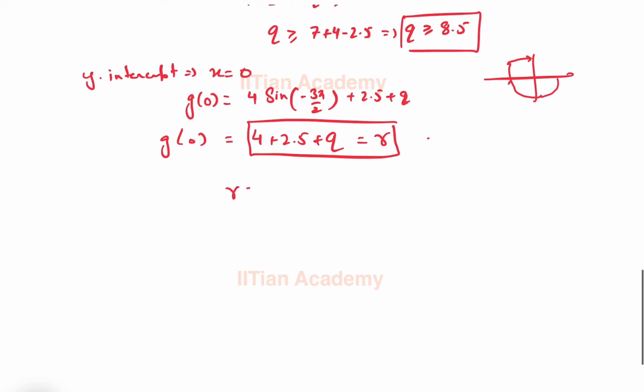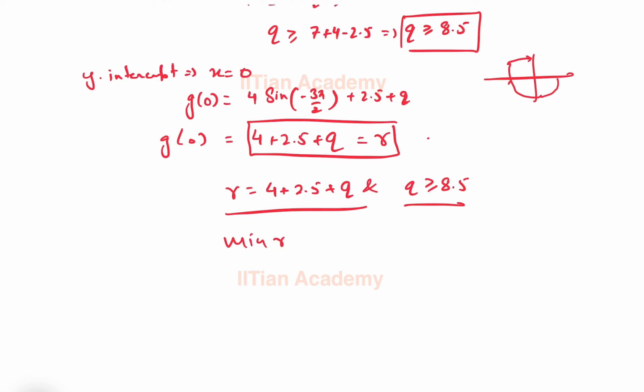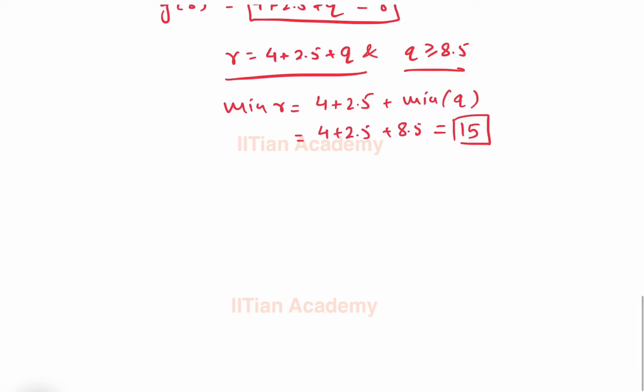Now r equals 4 + 2.5 + q, and we know q is always greater than or equal to 8.5. Now using these two, we have to identify the minimum value of r. Minimum value of r would be 4 + 2.5 + the minimum value of q. And what is the minimum value of q? Minimum value of q is 8.5. So this comes out to be 15. So the minimum value of r is 15. So this is the solution of part B.